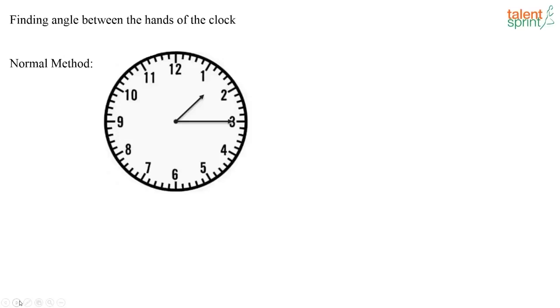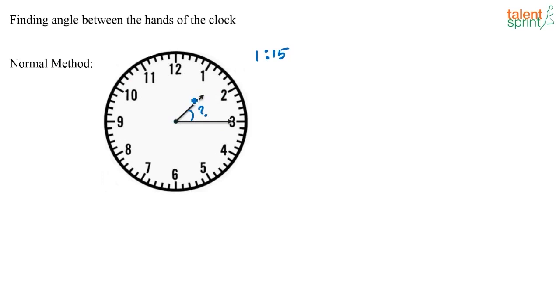Let us now look at questions from clocks wherein you are asked to find out the angle between the hands of the clock. So how will we find the angle between the hands of the clock? See, in this given clock, what is the time shown? The time shown is 1:15. Now we have to find out what is the angle between the hands of the clock. How will you find it? What is the normal way in which you will find the angle?